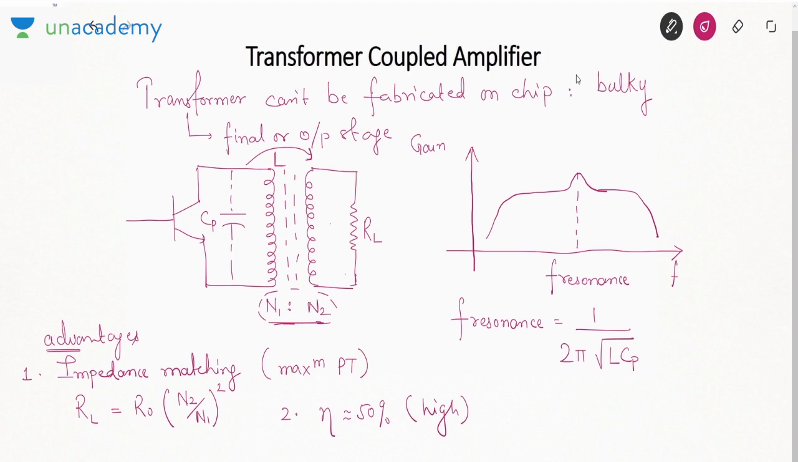Now what are the drawbacks? The transformer is bulky, costly, and last one, poor frequency response, because at low frequency and high frequency we see that the gain reduces. So these are the three types of coupling techniques that we generally use, and in the op-amp we will make use of direct coupling.